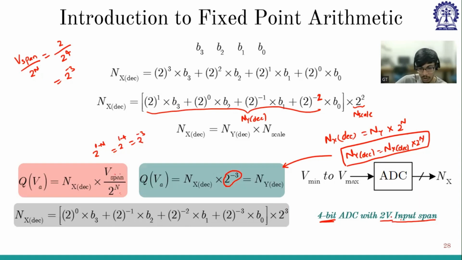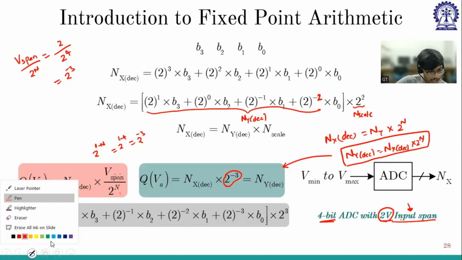V span I have given 2 volts and 4 bit. Say if V span is 1, then it's 2 to the power minus n. It depends upon V input span, so that's why we cannot generalize. So the basic factor is V span by 2 to the power n. For this example, only for this example, it is 2 to the power minus 3. From here, we know nx decimal.